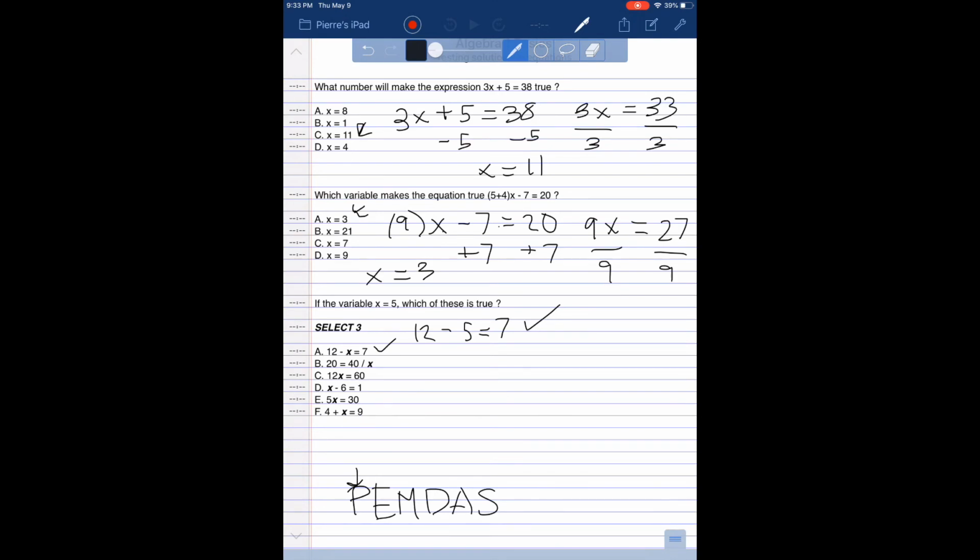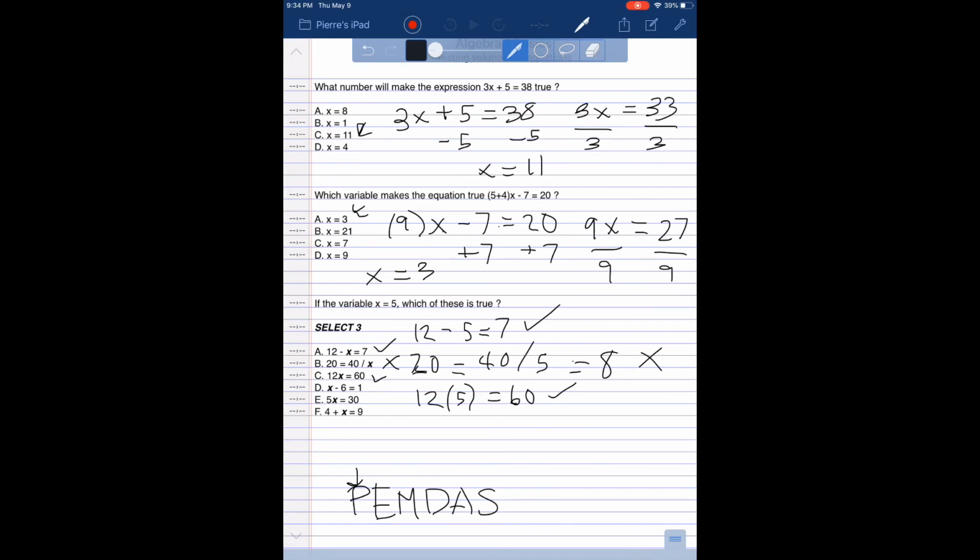All right. Next one, 20 equals 40 divided by x, which is 5. Well, we know that 40 divided by 5 does not equal 20. That indeed equals 8. So we know that is incorrect. We cannot count that one. Okay, C. We're going to go 12 times 5 here, equals 60. It indeed does. So C we know is correct.